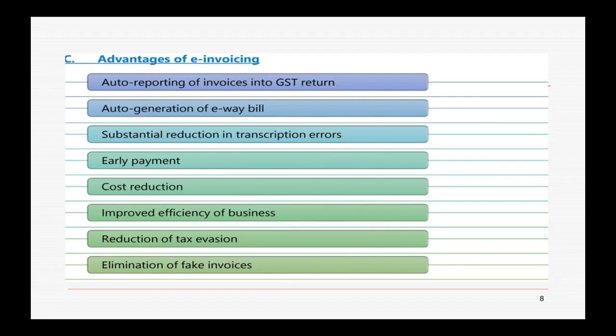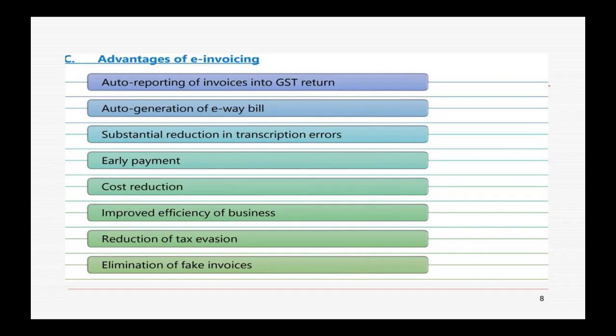Actually, you already know that a big firm, big company or big dealer having a number of invoices finds it very difficult to enter them manually. That's why there is auto reporting of invoices into the GST return. Otherwise, you generate a statement manually, then you have to go to the return format and put it in again. Now, if you generate in the e-invoicing portal, then automatically when you file the return, the data will be extracted. So that is auto reporting of invoices into the GSTN return.